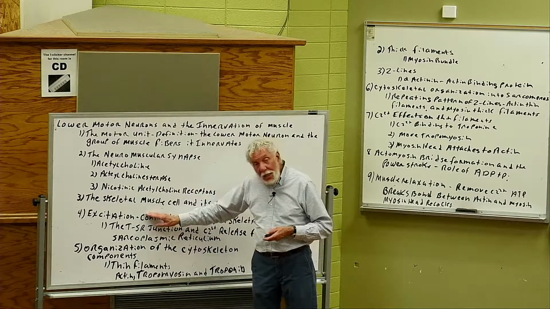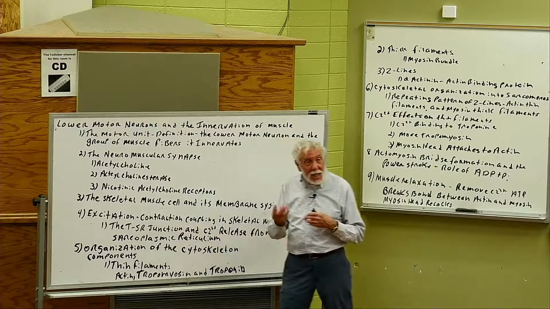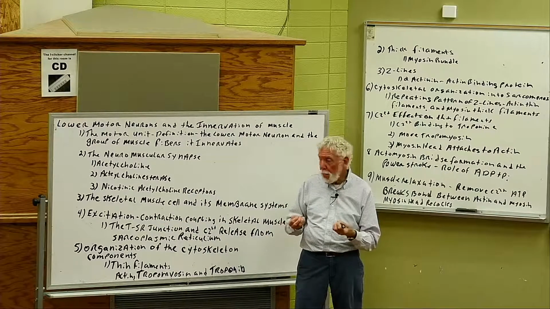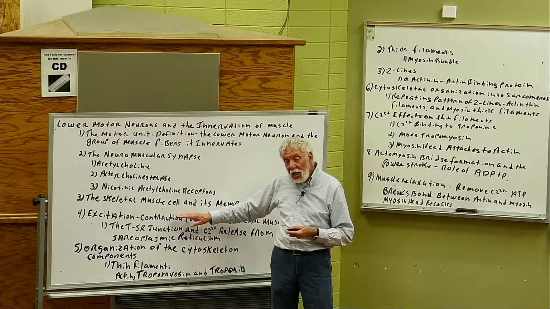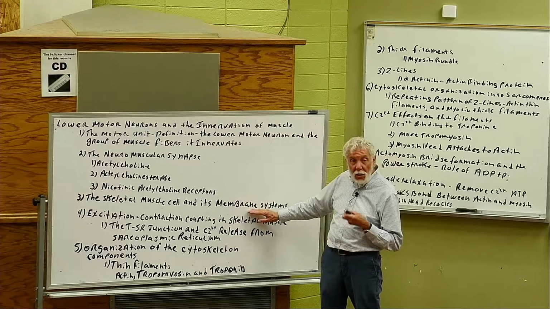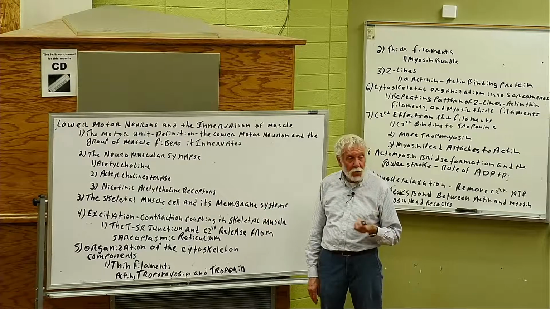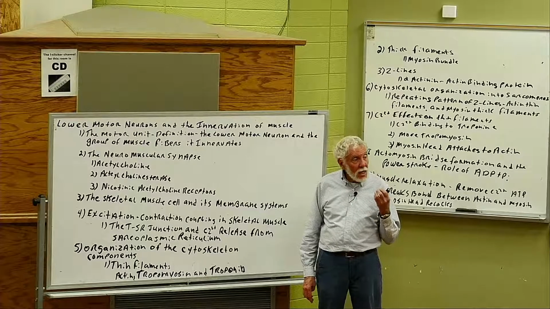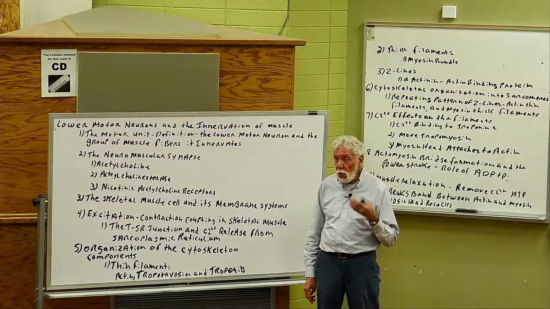Then we're going to talk about the skeletal muscle cell, because one of the ideas is we're going to try to talk about how we communicate between the nervous system and the muscle. And we'll see that the skeletal muscle cell has a particular membrane system to it that allows it to function. The muscle cell is a really strange cell. It's unusual in that it contains hundreds of nuclei.